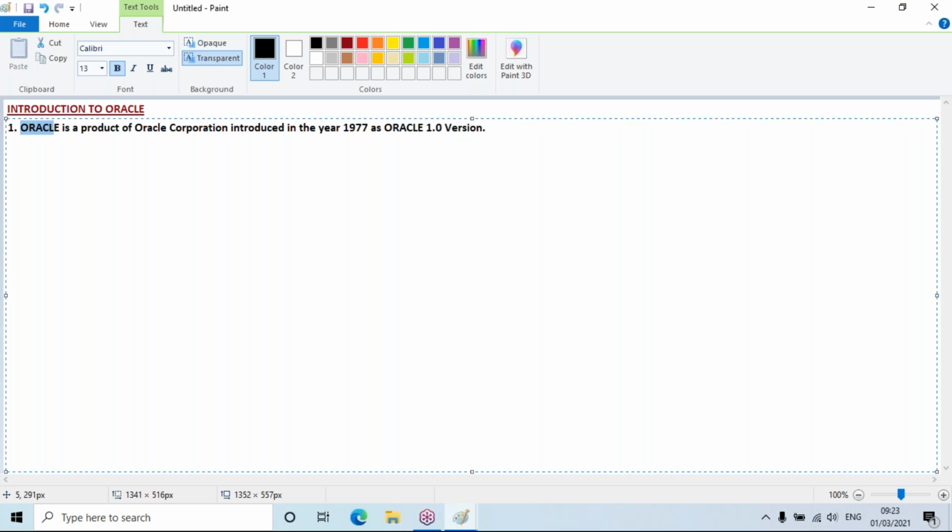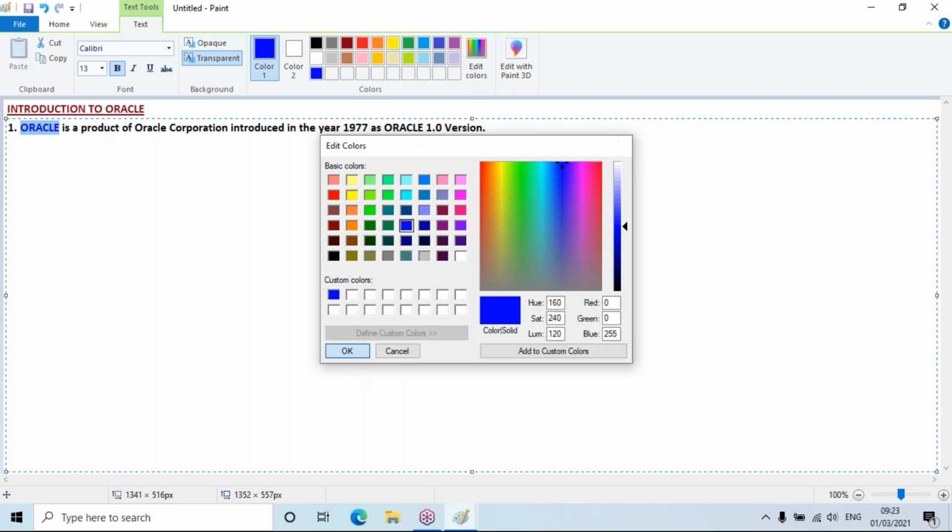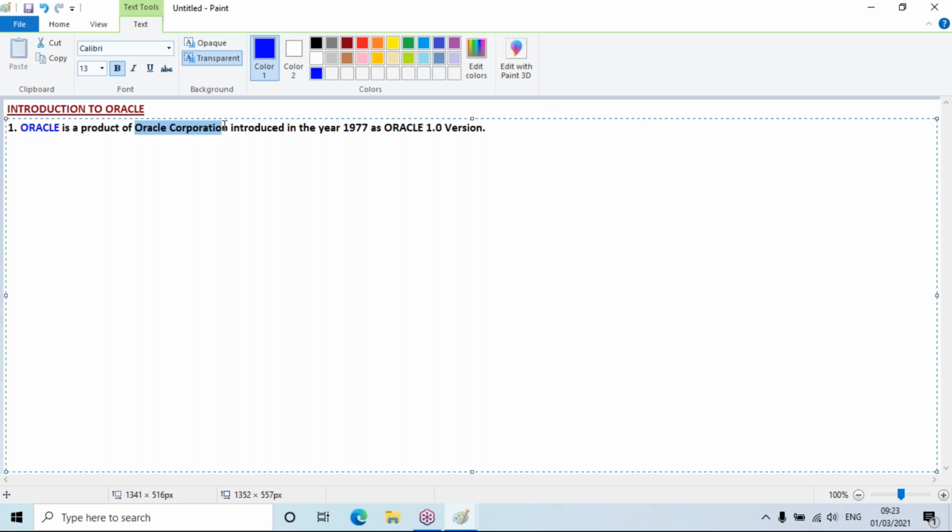Now here, first we highlight the product name. 1. It is a product of Oracle Corporation, introduced in 1977 as Oracle 1.0. Thus, 4 things are highlighted. An interesting thing about this point is, when it was introduced in 1977, it could not leave its unique identity in the market at that time. People could not feel the importance of Oracle. People didn't feel the best usage of Oracle as a database.